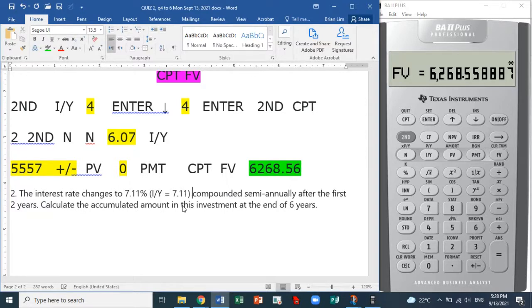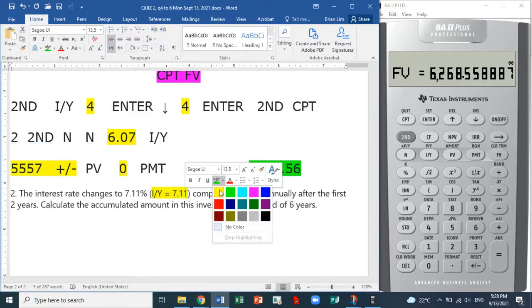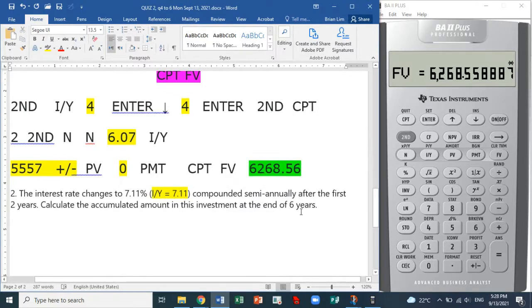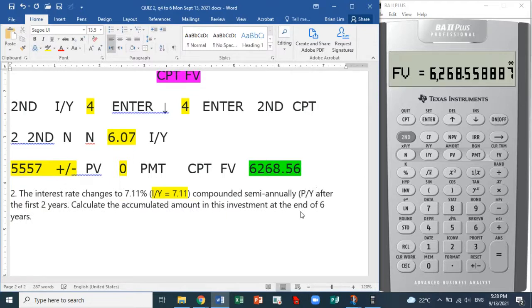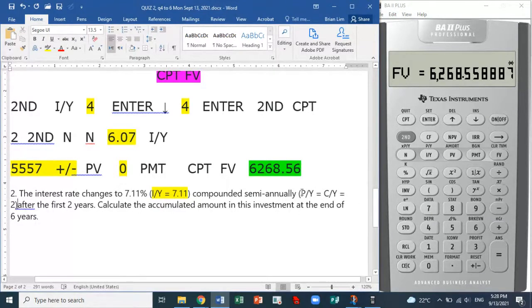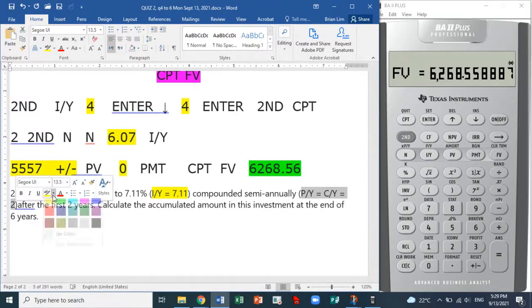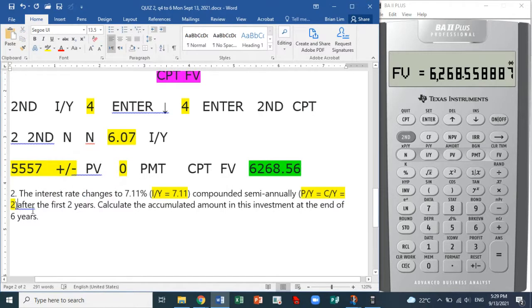So now it is 7.11. All right. Compounded semi-annually. So we have some changes, so we have to observe them, compounded semi-annually. So it means that PY is equal to CY is equal to 2. All right, and there we are. PY equals CY is equal to 2. And we will continue after that and put a space there. After the first 2 years, calculate the accumulated amount at the end of 6 years.